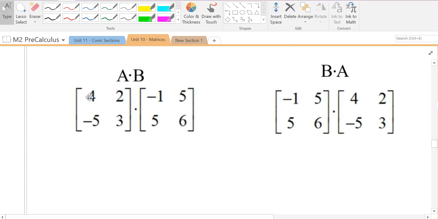So, are these two problems the same? If I had that A is 4, 2, -5, 3, and B was -1, 5, 5, 6, does it matter if I multiply A times B or B times A? Make a prediction, jot it down, hold yourself accountable for it, and now let's take a look.